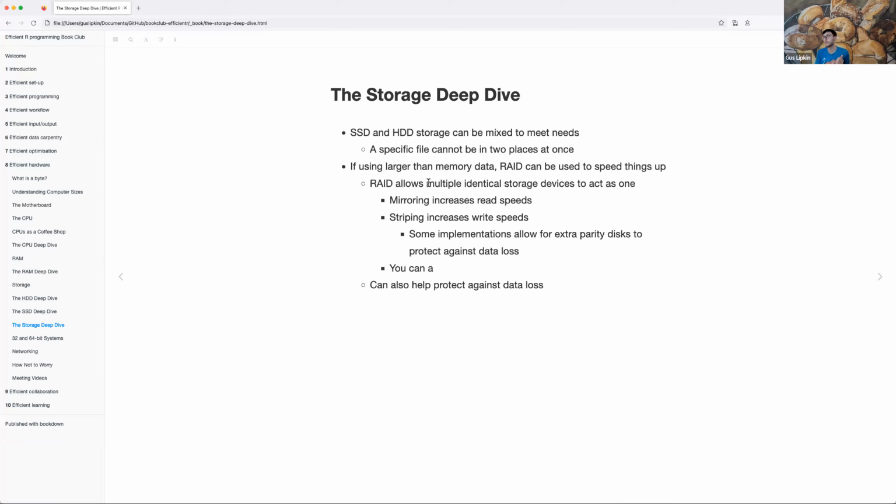You can also stripe it, which will increase your write speeds, because if I had to write out the numbers 1, 2, 3, 4, I could write 1 and 2 to one drive, and then 3 and 4 to another. And so I can write twice as fast. And then some implementations will also allow for extra parity disks to protect against data loss. So now that if you only have half your data on each drive, you could add a 3rd drive or more. It's some hashing algorithm that it'll use to check and say, hey, this 3 on this drive is missing. I can fill that in.